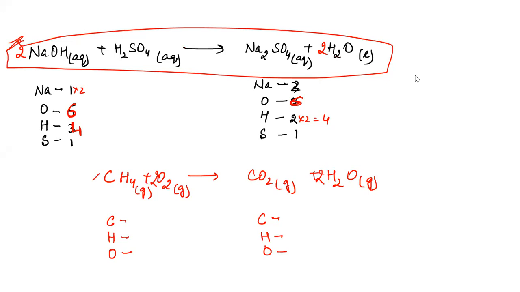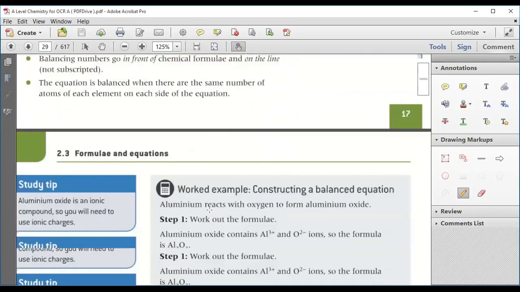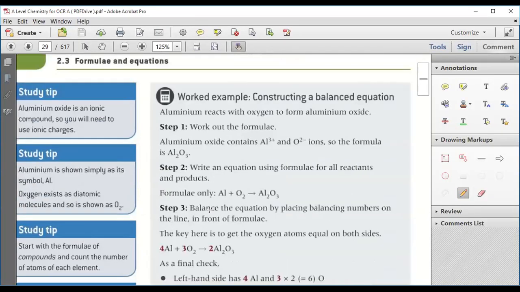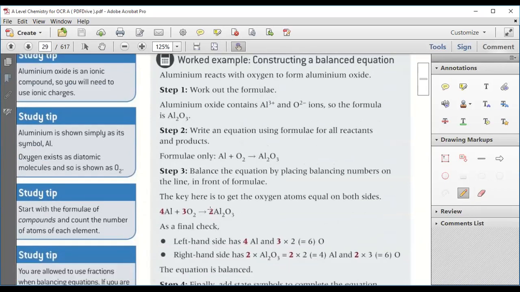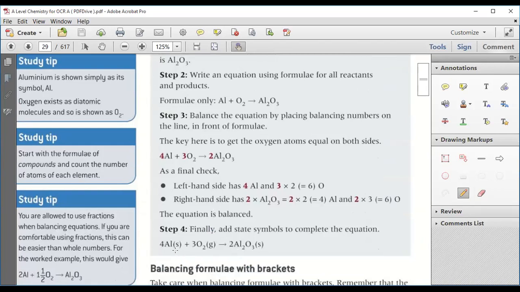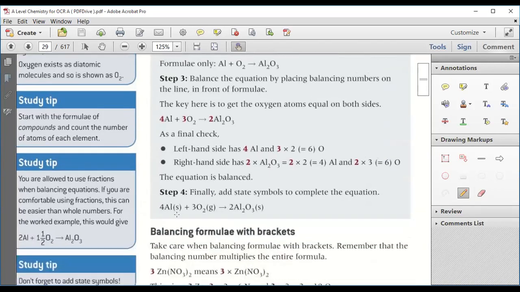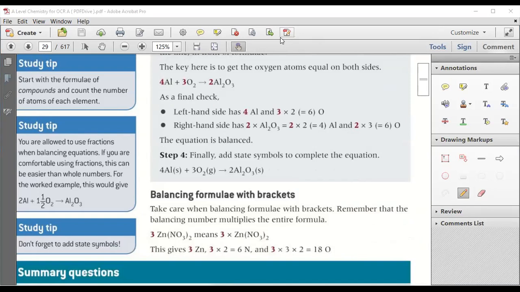Okay. Now we will do some from your book. Which is difficult? What are you finding difficult? Okay, we will do this before. This one, Al, aluminum, and this one. I haven't looked at this one yet. Aluminium plus. Okay, fine. We will do this one.